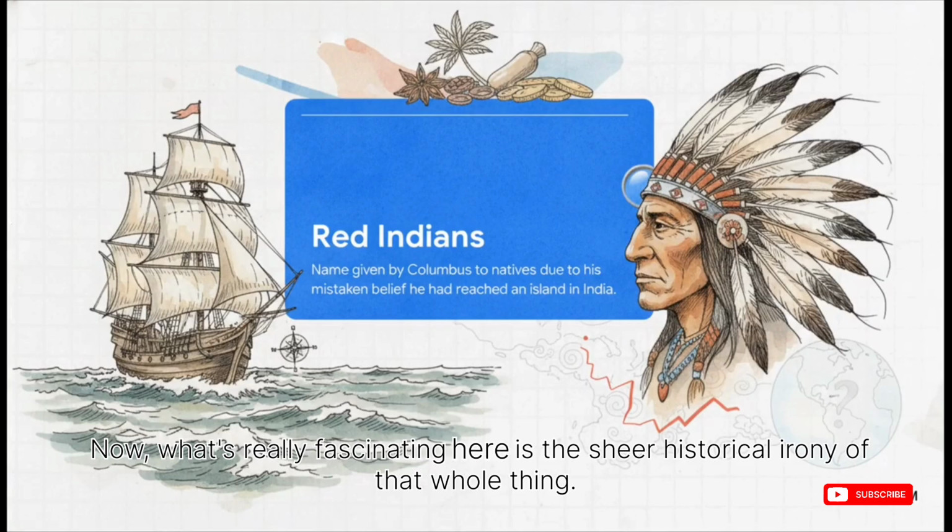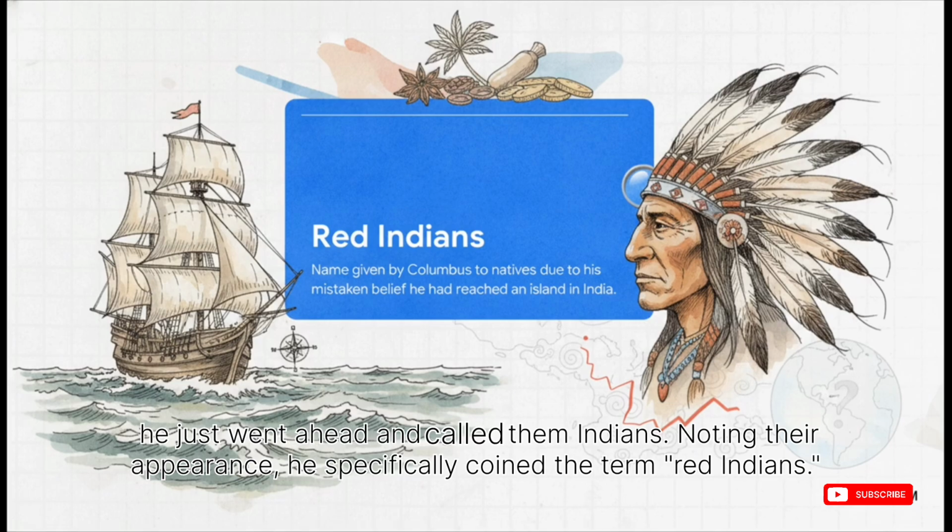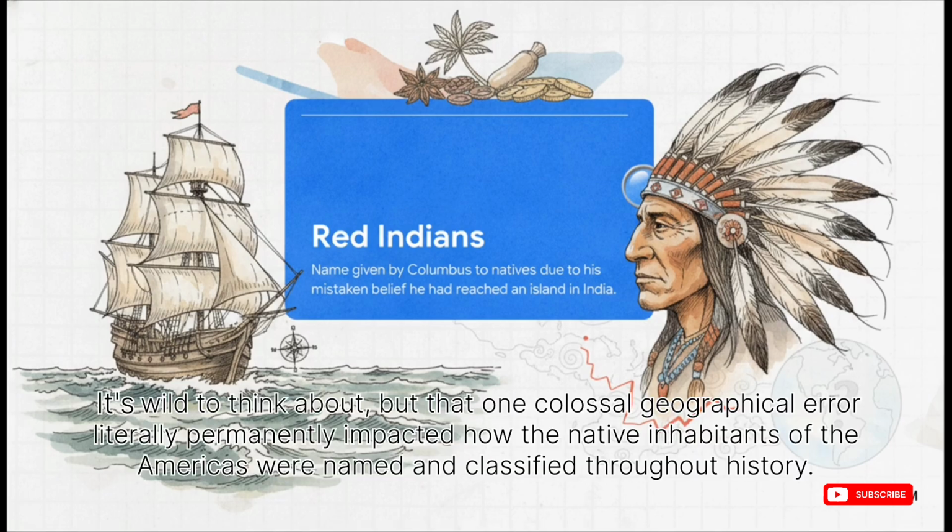Now, what's really fascinating here is the sheer historical irony of that whole thing. Because Columbus was so incredibly convinced he had actually hit an island in India, when he met the indigenous people living there, he just went ahead and called them Indians. Noting their appearance, he specifically coined the term Red Indians. It's wild to think about, but that one colossal geographical error permanently impacted how the native inhabitants of the Americas were named and classified throughout history.